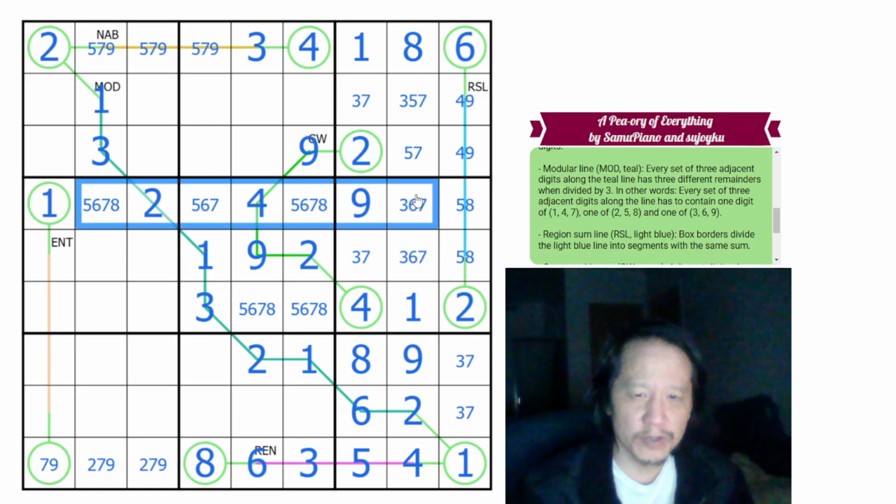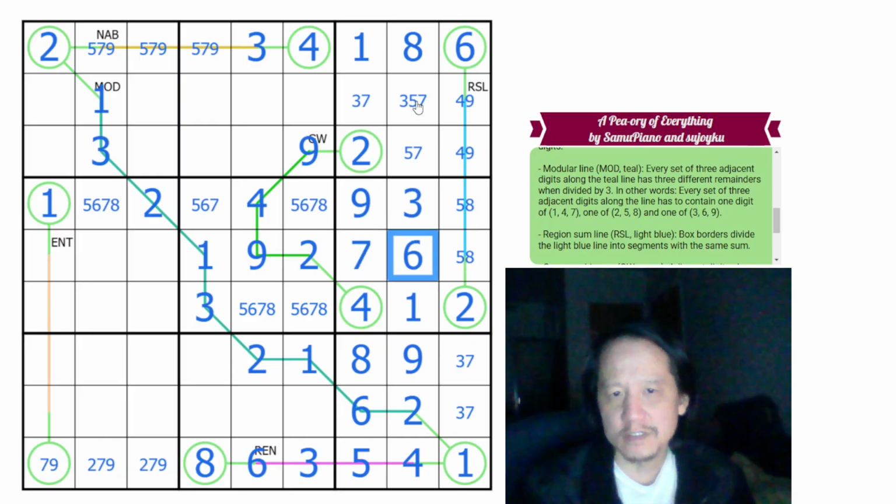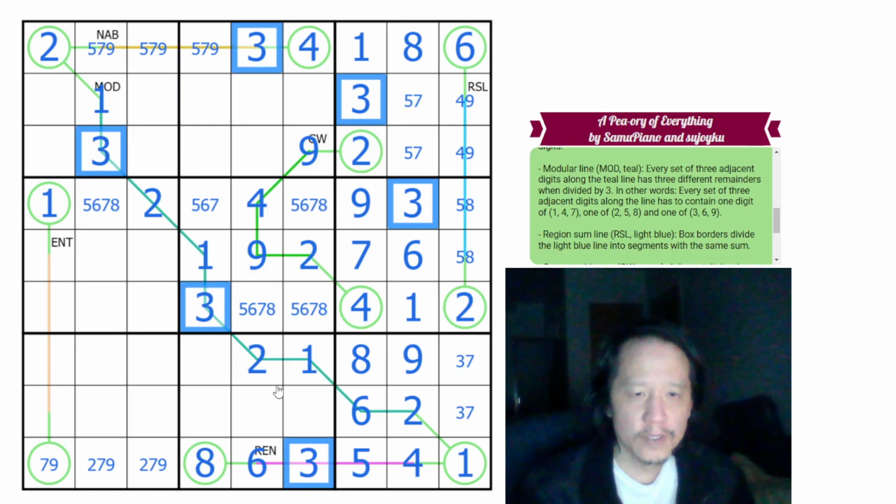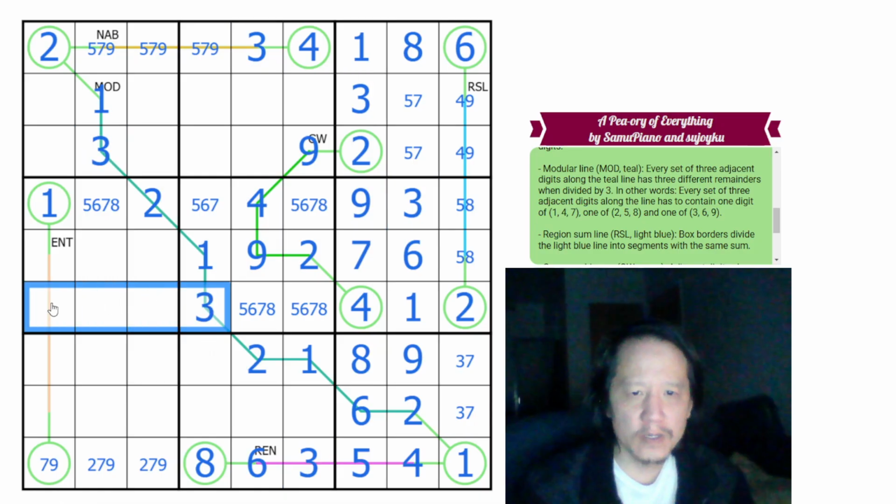So where is the 3 in row 4? It has to be here. So this is 3, which makes that 7, which makes this 6. That makes this 3, and this is a 5, 7 pair. The 3 cannot be here. Okay, so this is 3, 4, 5, and 8.